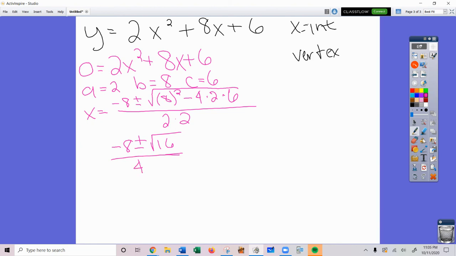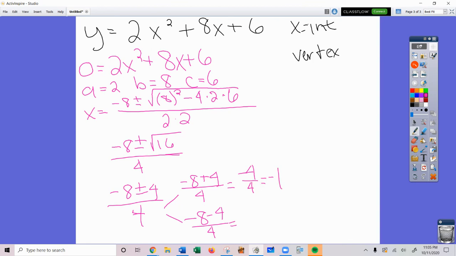What step do we want to take next? We should have picked simplifying the square root of 16. So now we have -8 plus or minus 4 all over 4. Okay, and then we're going to calculate both options. So we'll have -8 plus 4 over 4 and -8 minus 4 over 4. So from this information, what are our two answers? We should have had -4 over 4, which is -1, and -12 over 4, which is -3. So we'll get x equals -1 and -3. So these two things are making up our x-intercepts.